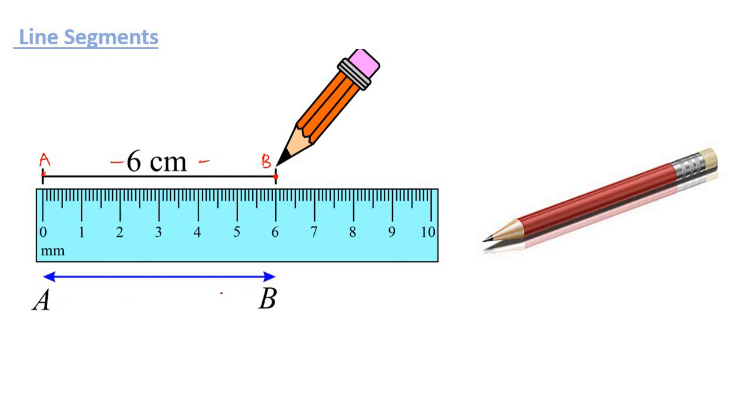Here is a line. Can we measure a line, children? No. Why? Because it has no starting point and ending point. A line cannot be measured, whereas a line segment can be measured. We cannot measure a line.